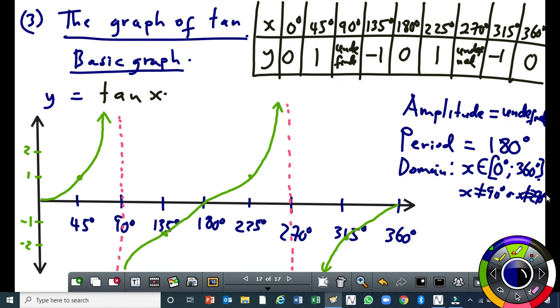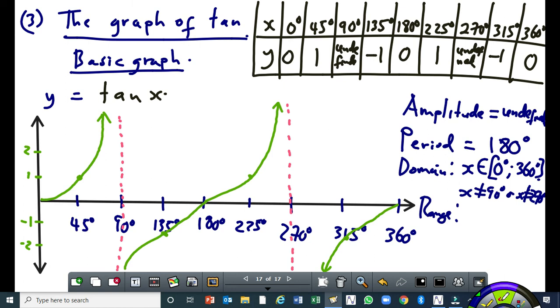Right? Okay, just allow me to talk about the range, then we can go. The range, please take note, there are restrictions for the domain of the tan graph. x is not equal to 90 degrees, x is not equal to 270. So the range is y is an element of real numbers. Okay? We are starting from negative infinity up to positive infinity. Therefore, we can write y is an element of real numbers. Right, so I'm going to stop here for today.